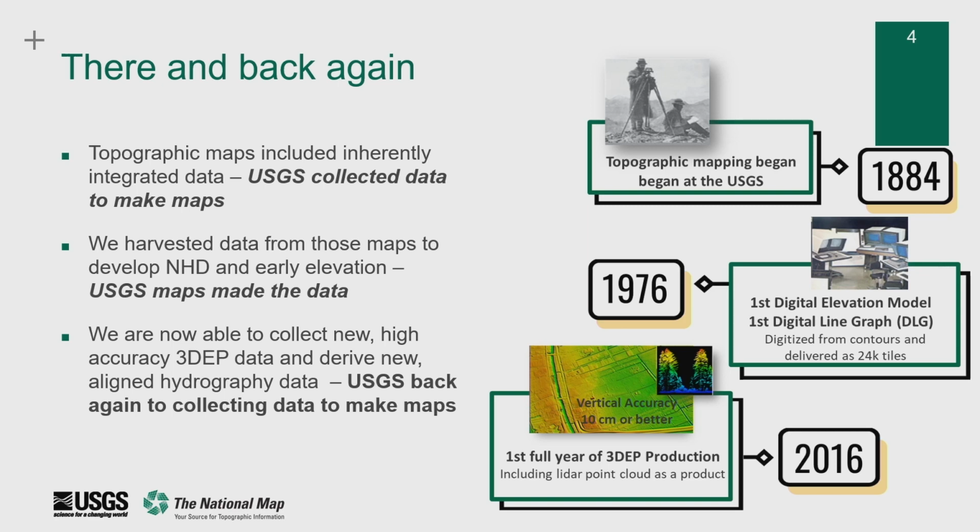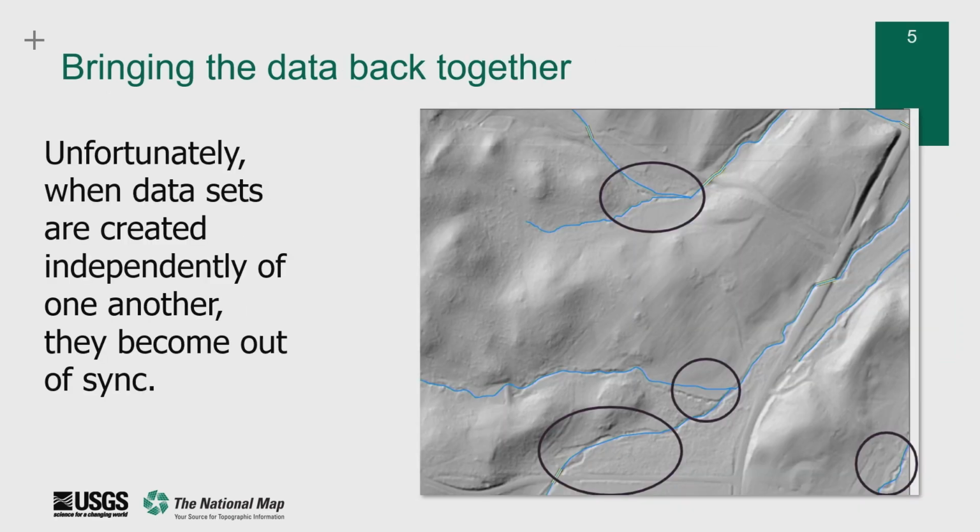We've been doing this for a while now, but now we're really at the point where we can really start to integrate the two. And this is what we're trying to avoid. When we have elevation that is collected now at a 1 meter resolution, and we have hydrography that's still based on 1 to 24,000 scale, things like this happen where the streams are outside of channels, and things just don't match up anymore.